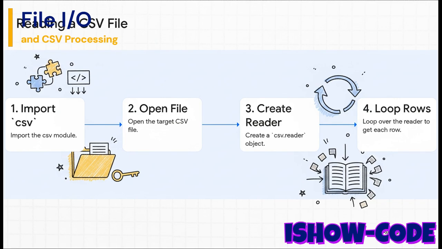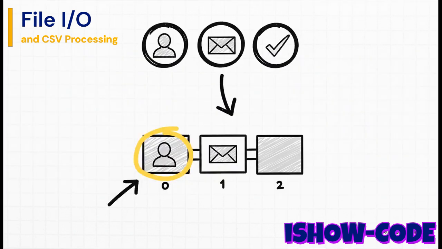First, you import the module. Then you open your file, just like we did before. After that, you wrap that file in a csv.reader object, and that's it. You're all set to just loop through the rows. Now here's the crucial part. What do you get back on each loop?